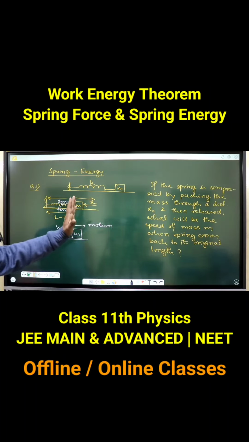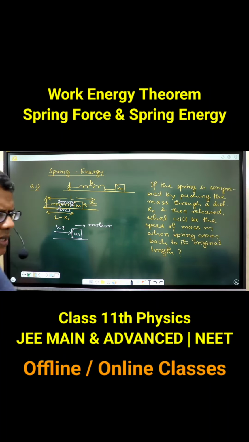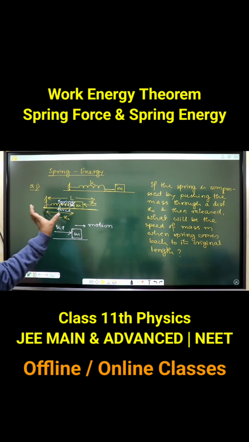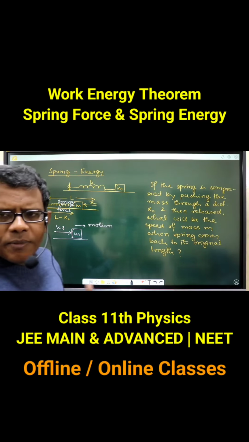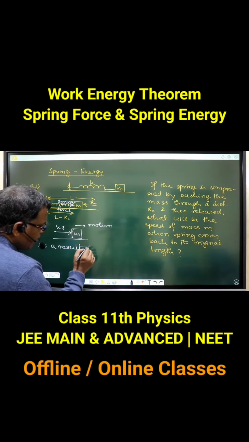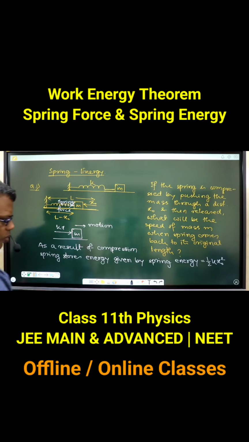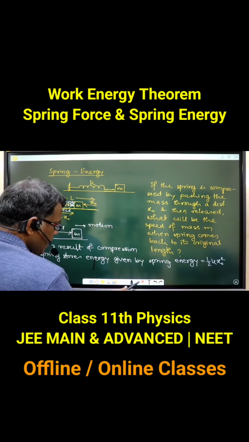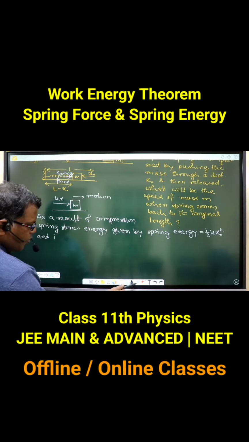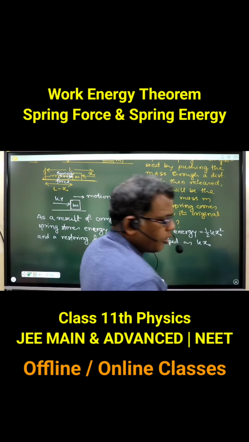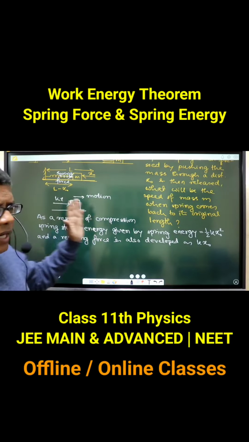The mass is initially pushed mechanically leftward through a distance x naught, and as a result of that movement, the spring gets compressed by x naught. So the spring stores energy as well as develops some force in it. As a result of compression, half k x naught square is the energy stored by the spring, and not only that, a restoring force is also developed.